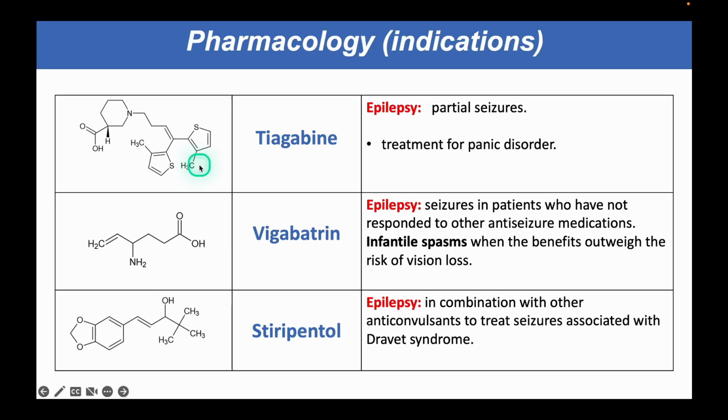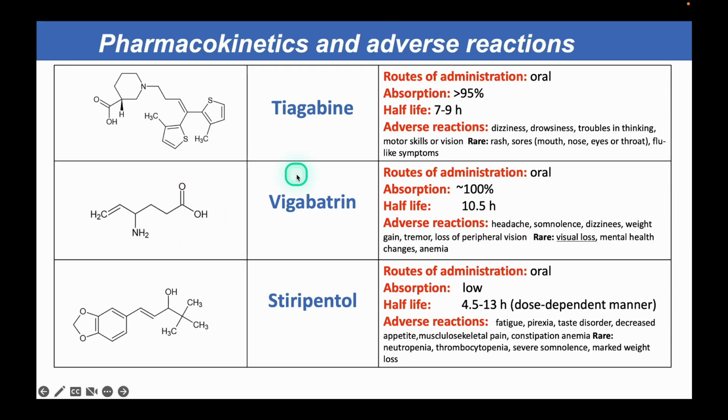The 3 drugs are indicated for the treatment of various types of epilepsy. The 3 drugs are administered orally. Tiagabine and Vigabatrin have excellent absorption. Here, common adverse reactions are shown, and rare ones that can be severe and require medical supervision. For Vigabatrin, there is a notable risk of vision loss.